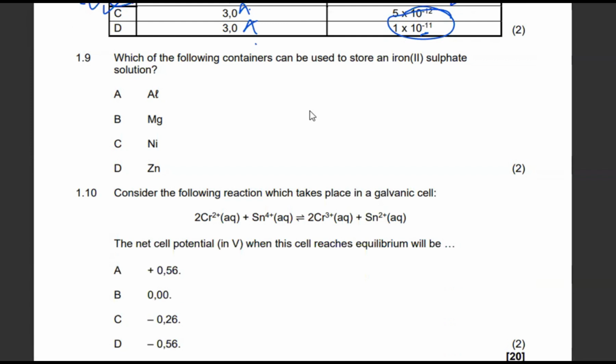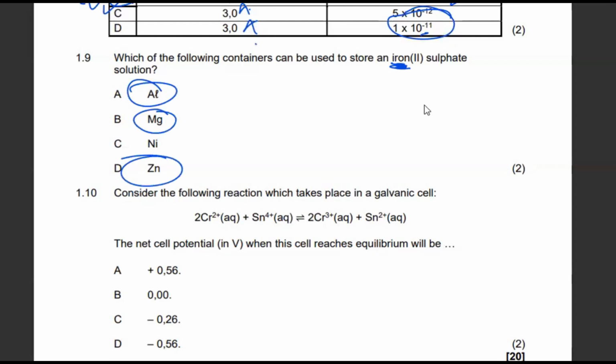Which one of the following containers can be used to store iron sulfate solution? So when it comes to this, you have to look at which one is more reactive, which one is the reducing agent, which one is the oxidizing agent. If you look at iron, it must be something below the iron. You understand? So aluminum is too reactive. These ones are too reactive.